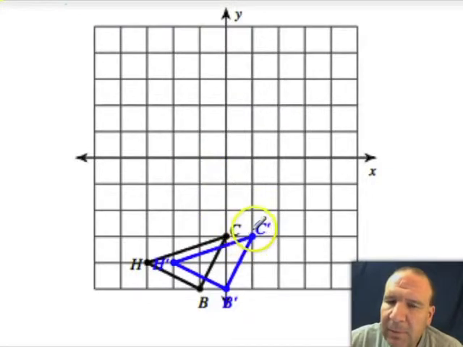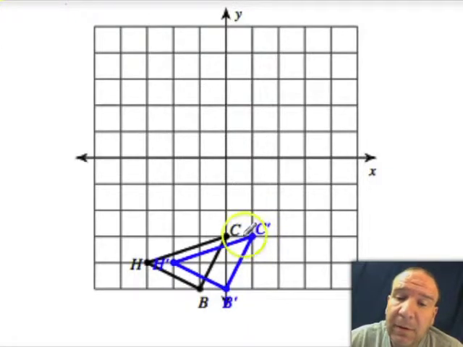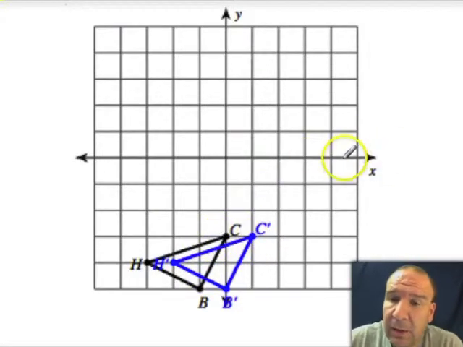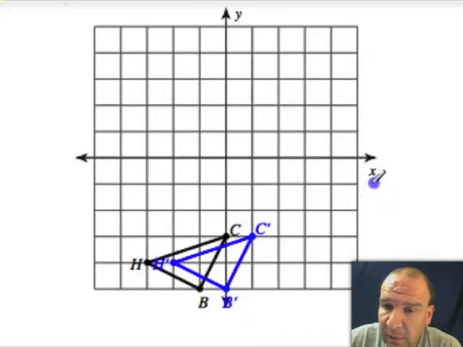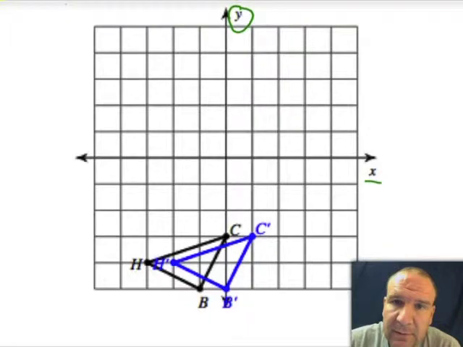You're going to have to be able to explain the rule. These are all going to be slides or translations, and you're going to have to be able to figure out. And now we're going to do a couple, and you're going to help come up with the rule with me. Now, first of all, you need to know a couple things. First of all, this is labeled. Here's your x-axis, and right here is your y-axis.